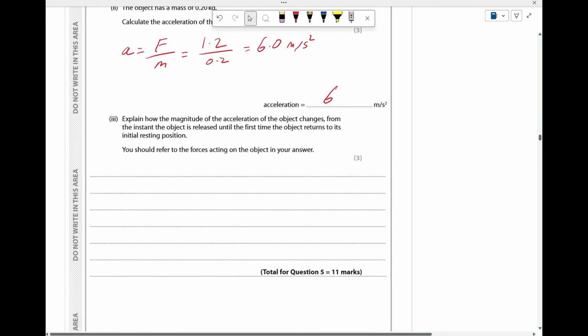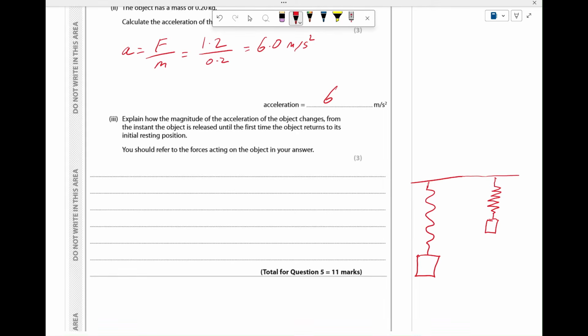Okay, then a nice little explain question for the end. Explain how the magnitude of the acceleration changes from when it's released until the first time it returns to its resting position. So at the start, we've stretched it down to here, and then it's going to go up, and the spring is going to become a bit more compressed, and we go to there. So the question is, what's going on?